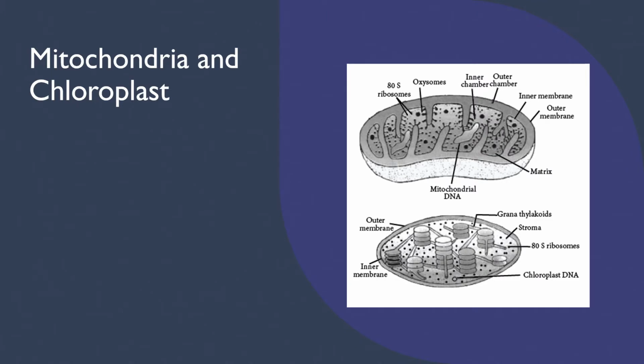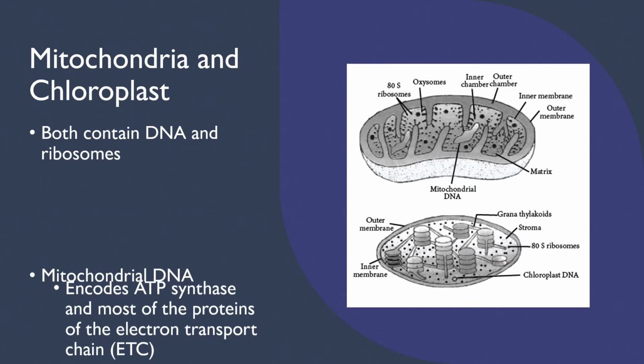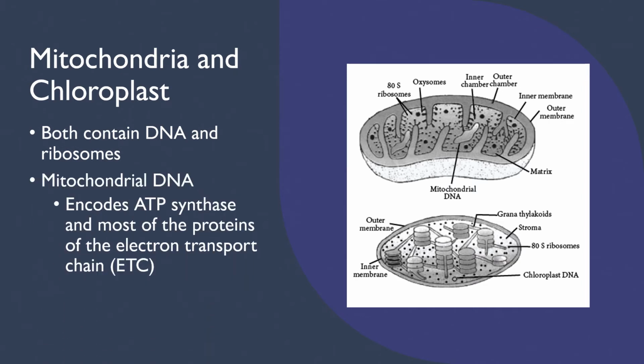Now, mitochondria and chloroplasts share another similarity. Both types of organelles contain DNA and ribosomes. Mitochondrial DNA encodes ATP synthase and most of the proteins of the electron transport chain. So, not surprisingly, a person with abnormal versions of these genes may be very ill or even die. The worst mitochondrial diseases affect the muscular and nervous systems, and muscle and nerve cells are especially energy hungry. Each one may contain as many as 10,000 mitochondria. When their mitochondria fail, these cells cannot carry out their function.